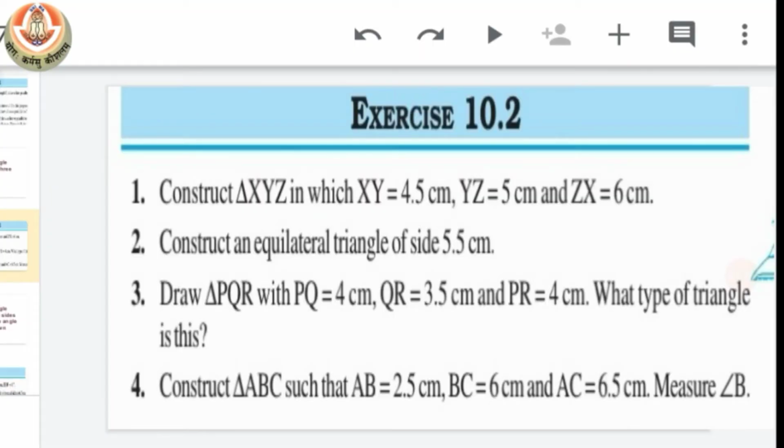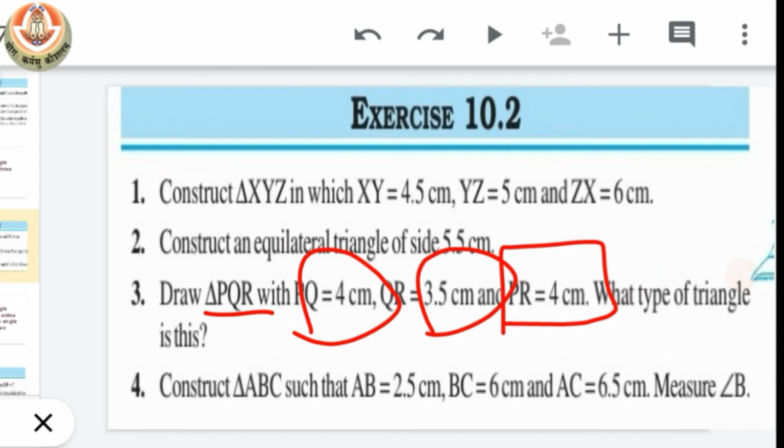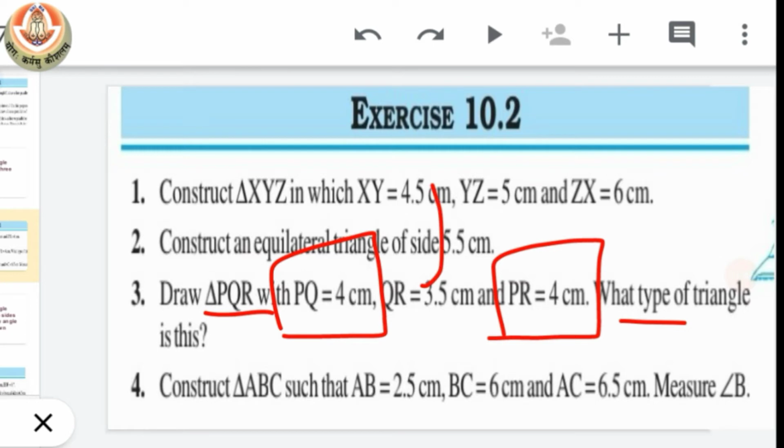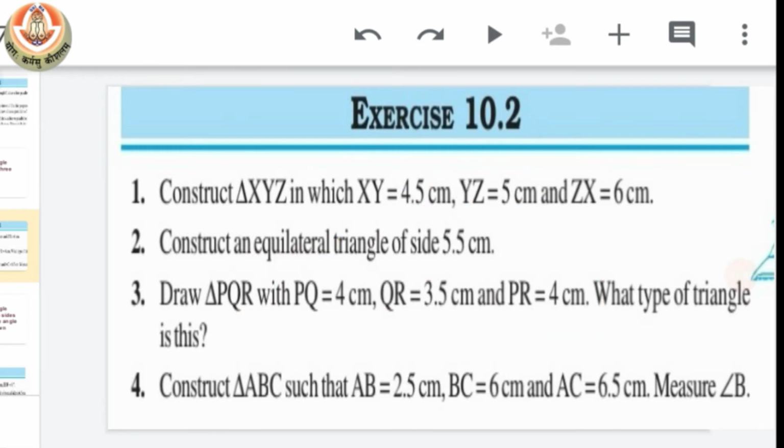Next question, question number 3, is we have to draw a triangle named PQR in which PQ is of 4 centimeter, QR is of 3.5 centimeter and PR is of 4 centimeter. And we also have to answer what type of triangle this is. So we can clearly see that two of its sides are of 4 centimeter. So that means it is an isosceles triangle. So let's see how we have to construct this triangle.